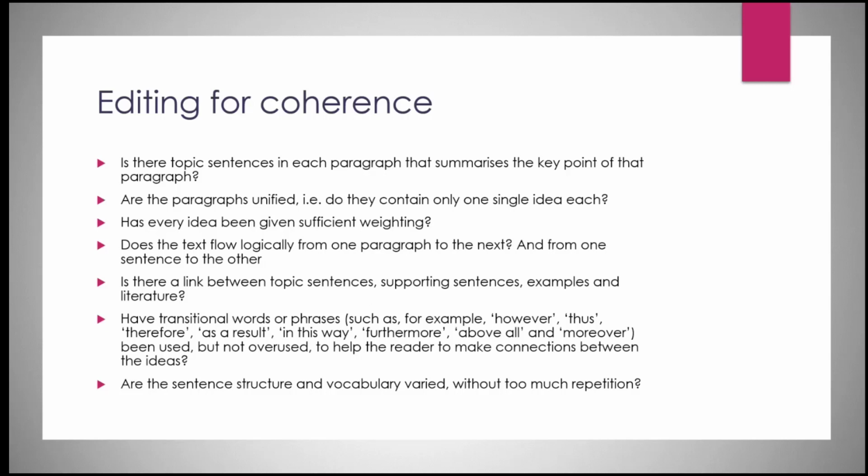So in order to ensure coherence, ask yourself, are there topic sentences? Do the paragraphs discuss one single idea? Has every idea been given sufficient weighting? Now, this is important. One of the main ways in which you can lose marks in most academic writing in terms of cohesion is the weighting. Now, what do I mean by weighting? Some paragraphs are this length. I hope you can see what I'm drawing on the slide.